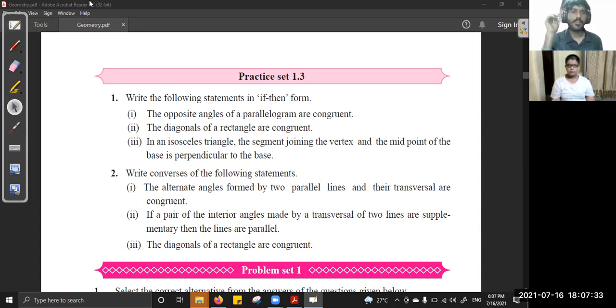Okay. Now, second one, if you see it is already in the if-then form, you just have to take the converse. Can you try? If the lines are parallel, then the pair of interior angles made by a transversal of two lines are supplementary. Correct. Yes. Correct.